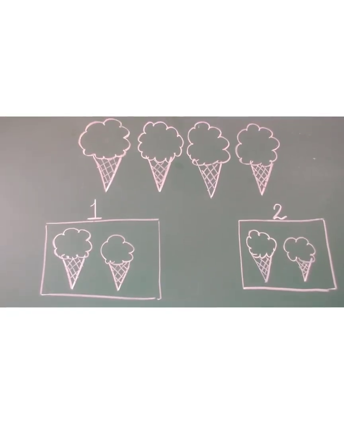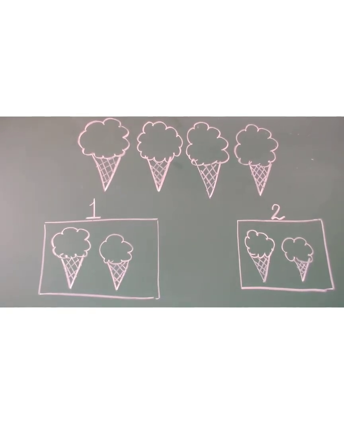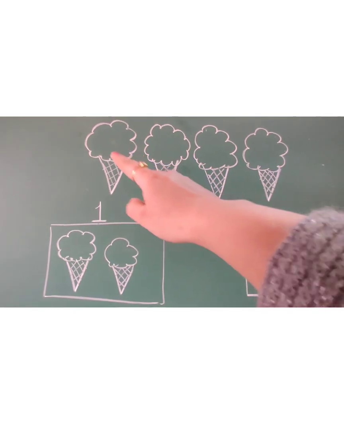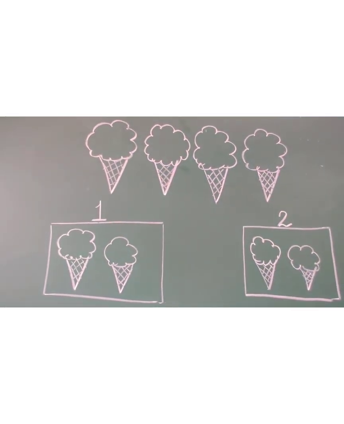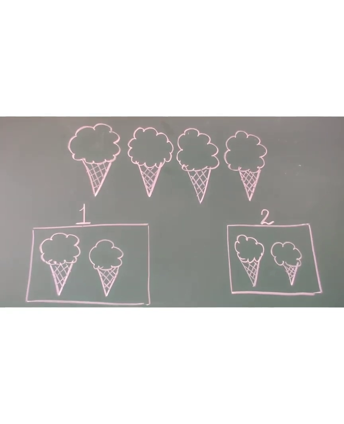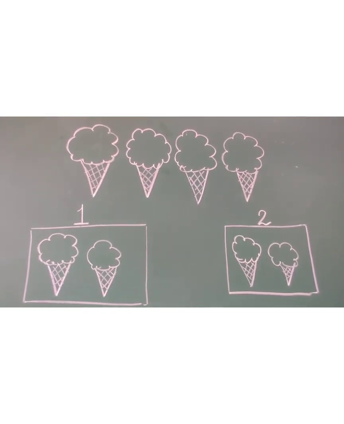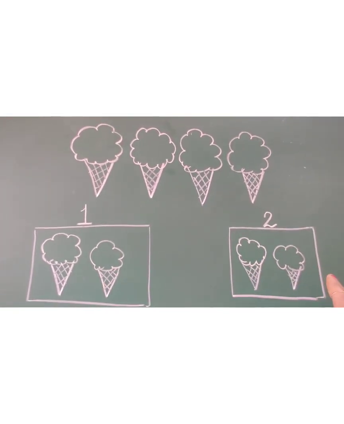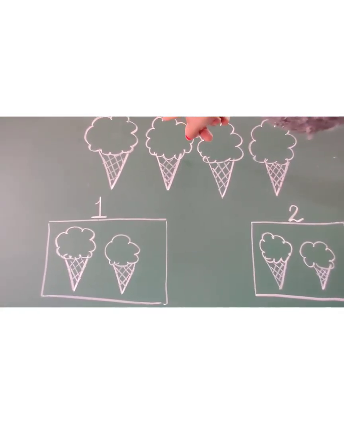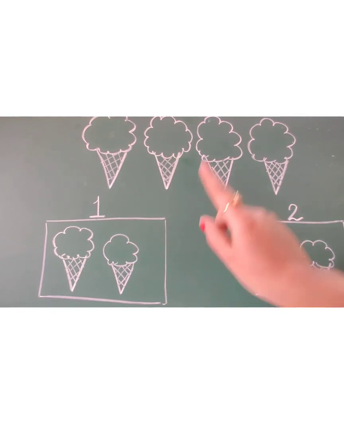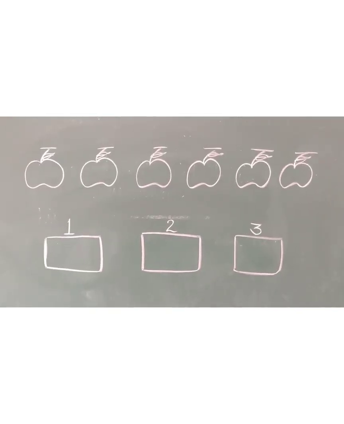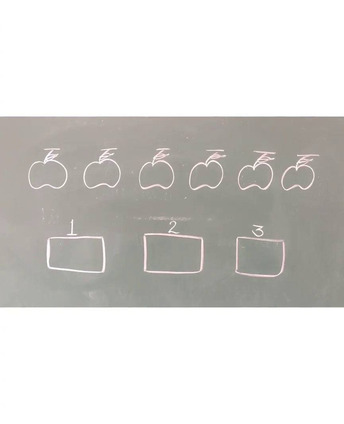So children, what did we do just now? To divide these 4 ice creams equally in 2 groups, we gave 2 ice creams 2 times, or 2 was subtracted 2 times from 4. Now children, I'll show you one more example.